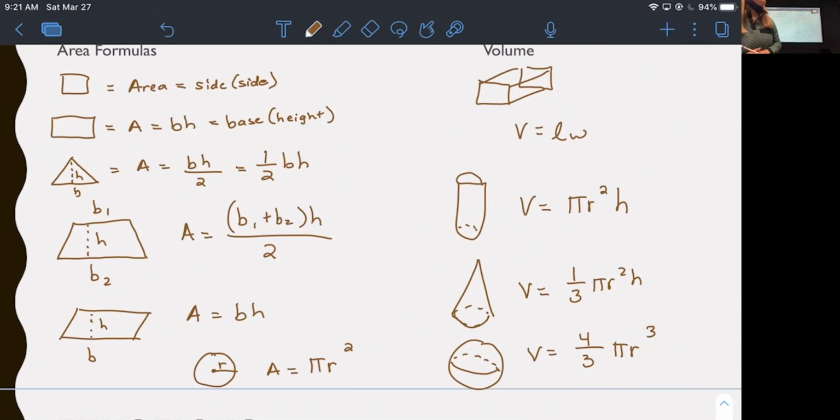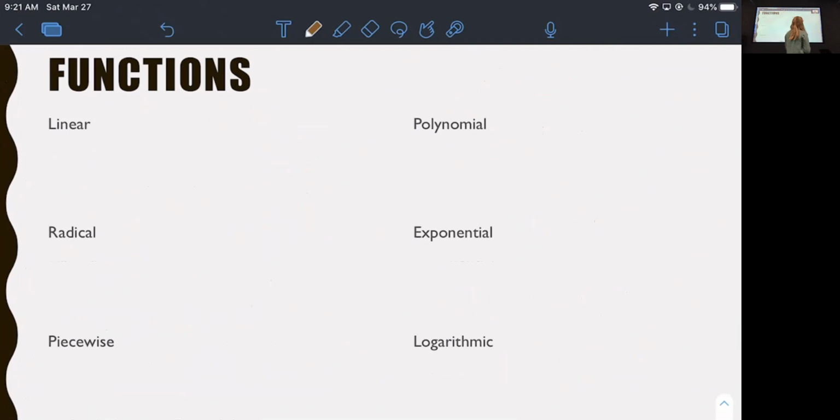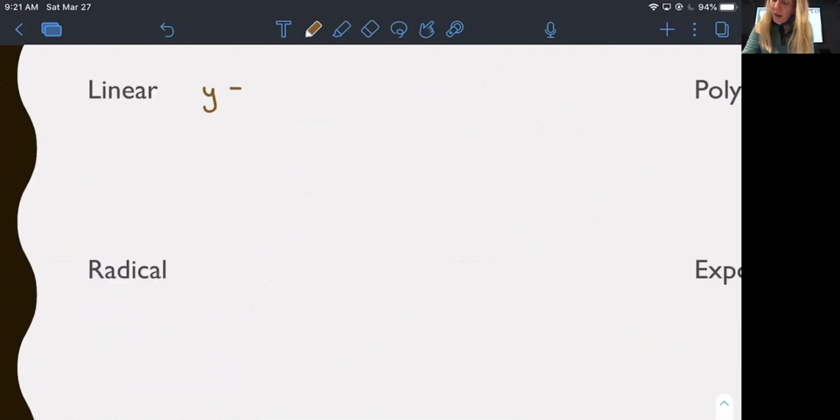All right, so types of functions that will show up on the ACT. Linear functions. You know a function is going to be linear because when you graph it, it makes a line, right? So these are your y equals mx plus b type equations. M is your slope. B is your y-intercept.